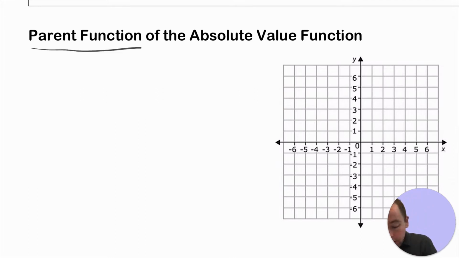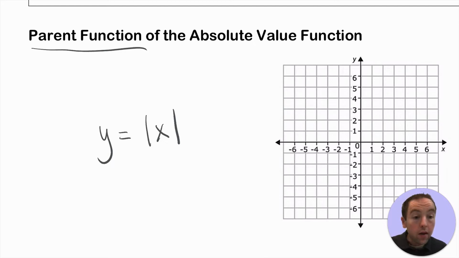So the parent function of any family, of course, is the most basic function you can have in a family. And for the absolute value function family, y equals absolute value x is going to be that parent function, which we just graphed. And so it's going to be this V shape that has a line for that part of it with a slope of 1, and then another separate line there with a slope of -1 that extends infinitely.